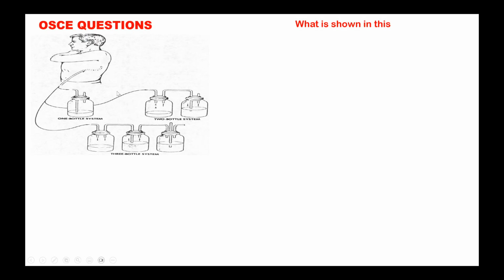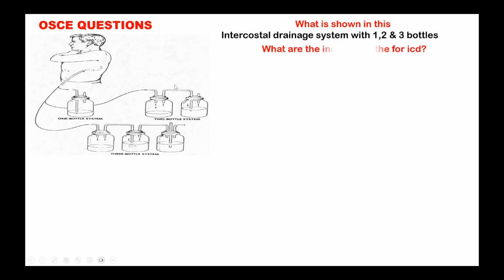We are displaying one bottle, two bottle, three bottle. So there are three different systems: one bottle system, two bottle system, and three bottle system. This is a picture showing the intercostal drainage with 1, 2, and 3 bottle systems. What are the indications for each?